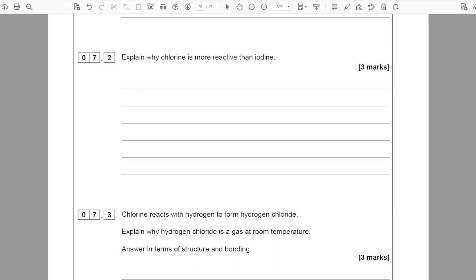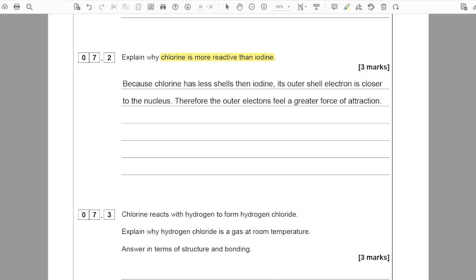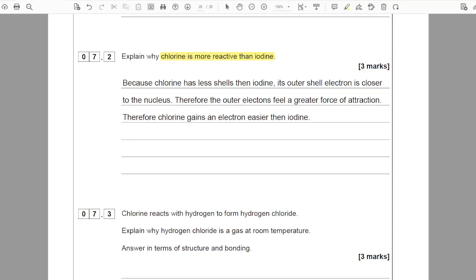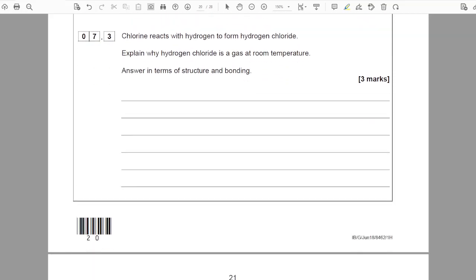7.2. Explain why chlorine is more reactive than iodine. Well, chlorine has fewer shells than iodine. Its outer shell electrons are therefore closer to the nucleus than iodine's. This means a greater force of attraction is felt by the outer shell. Therefore, chlorine can gain an electron more easily than iodine. And that's why it's more reactive, because it can form an ion more easily than iodine, and so it can react more easily.